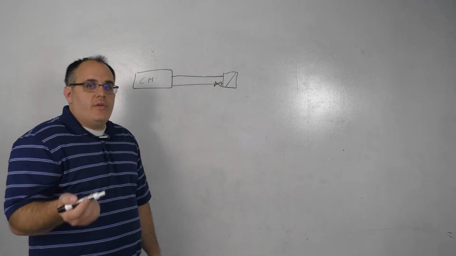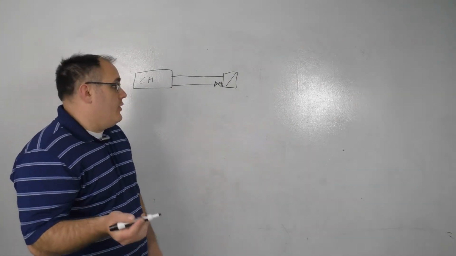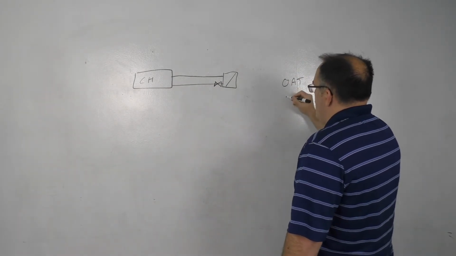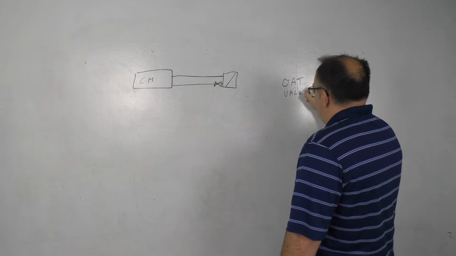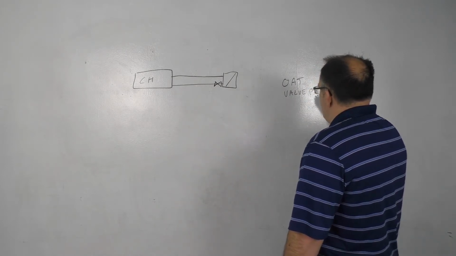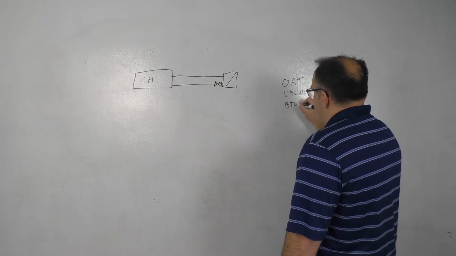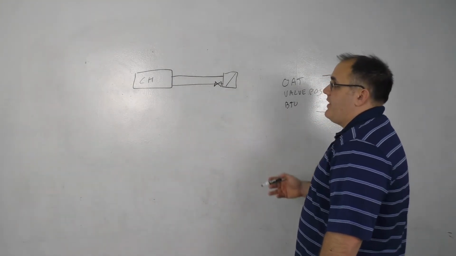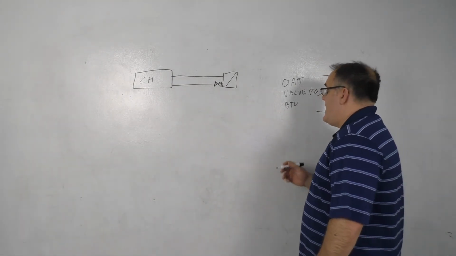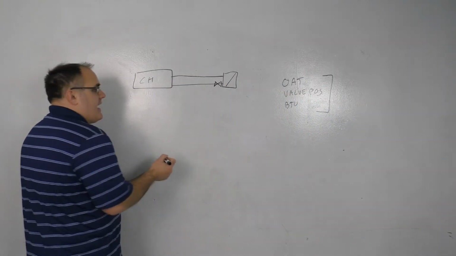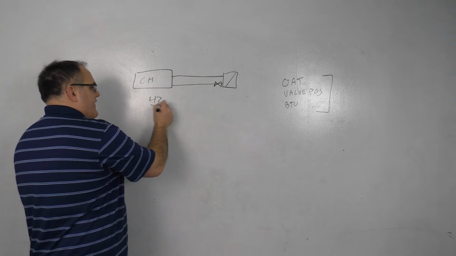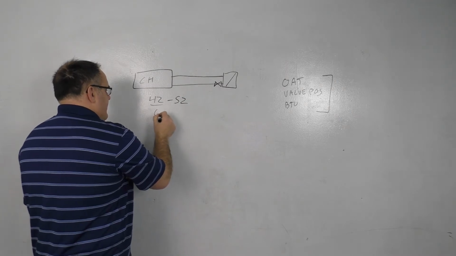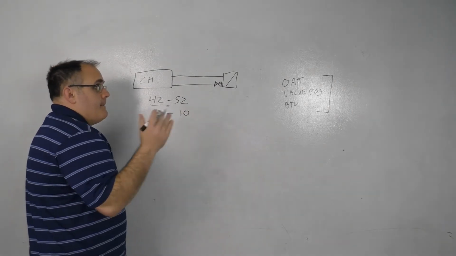coil, and what we want to look at when we're doing a reset on load is one of 3 things. We're going to look at OAT, we're going to look at valve position, or we're going to look at BTU. So any of these 3 can reset the supply temperature set point. And the theory, once again, very similar to the air handler, is that we start off at 42 degrees and we can go up to 52 degrees. So we have a 0 to 10 span based on load.